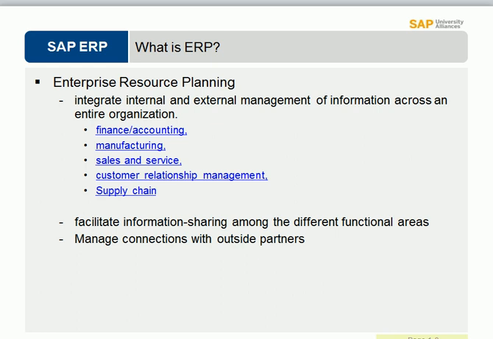Definitely the integration between the different functional areas is made possible through the use of one system. It supports information sharing between the different functional areas. You are able to also provide information fast to your outside partners, whether they are suppliers or customers. So use of an ERP system definitely will streamline your business processes.